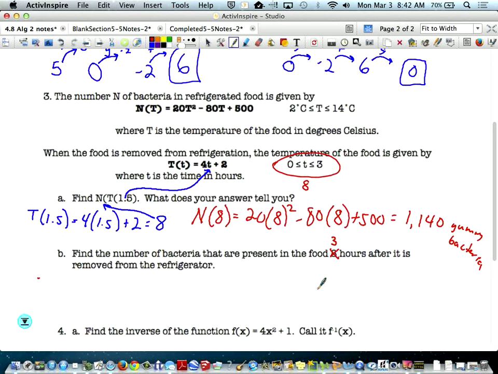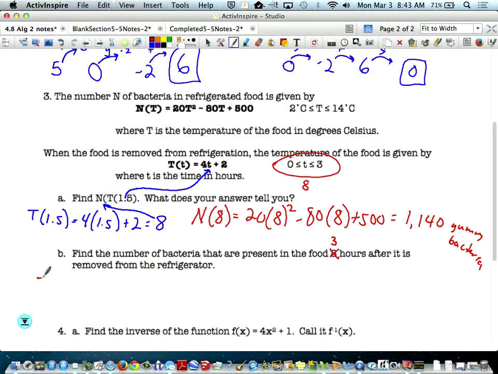Now, some of you might think that if it sits out for another hour and a half, maybe it doubled. Would that be a reasonable guess? That the bacteria is going to double? Yeah, it's reasonable. But let's see what happens, right? Most of you probably can figure out it's not going to happen that way.